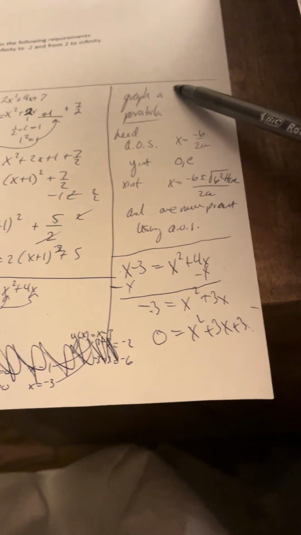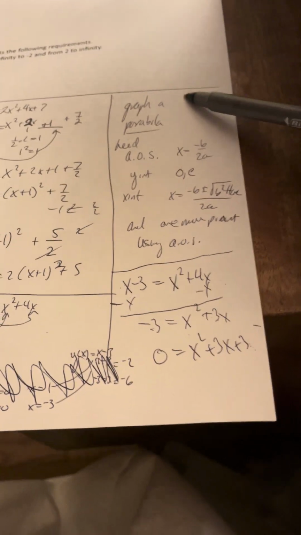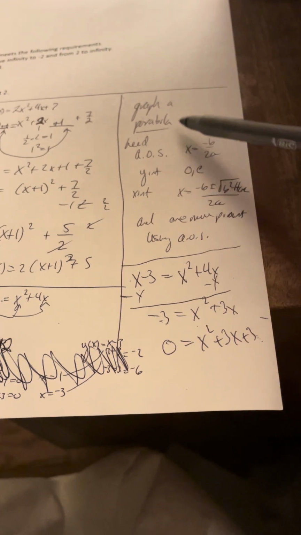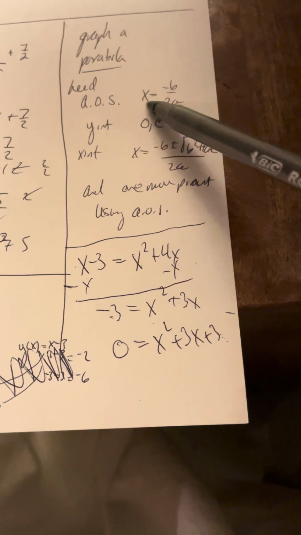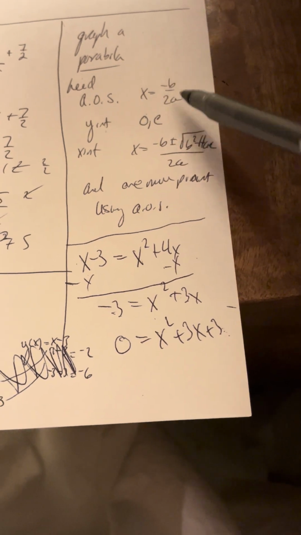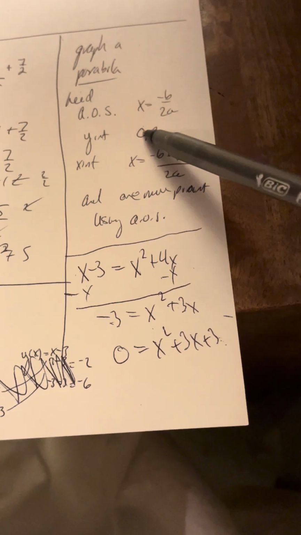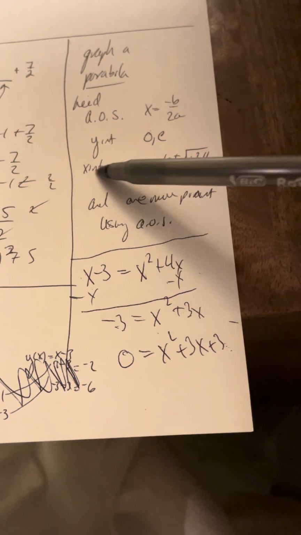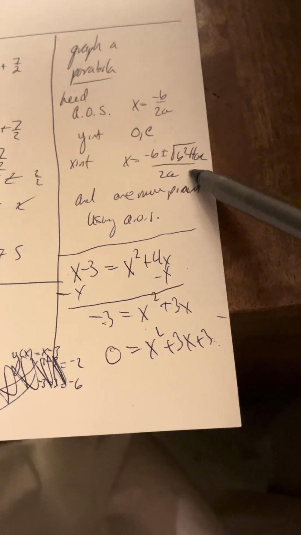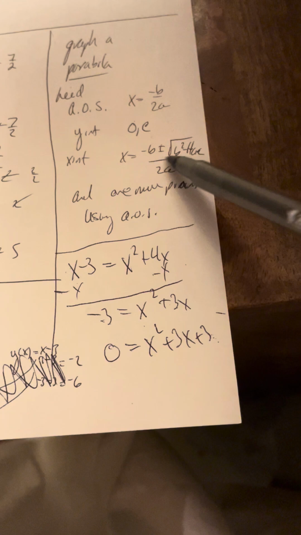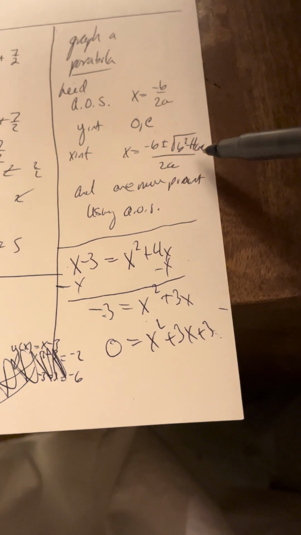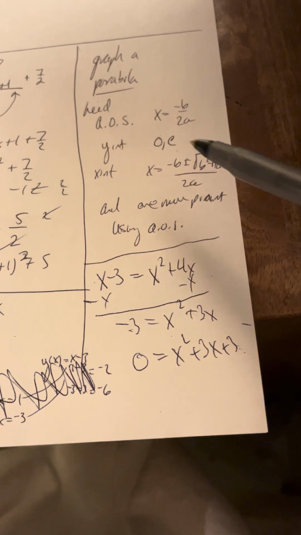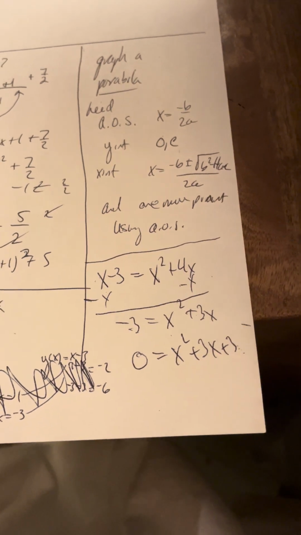Graphing a parabola. I'll tip my hat a bit and I'll tell you that we're going to be using the standard form to graph. So you need your axis of symmetry, which has the equation x equals -b over 2a. You need your y-intercept, which is (0, c). You need your x-intercepts. You use the quadratic formula, -b plus or minus square root of b squared minus 4ac all over 2a. And then you're expected to find a fifth point using the axis of symmetry.